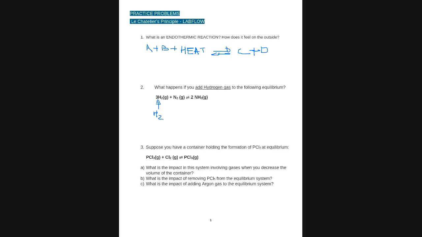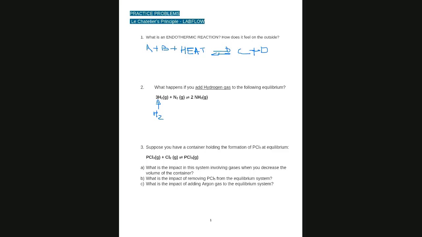So the system is already in equilibrium. And when I add hydrogen, it disturbs the equilibrium, having too much on the reactant side compared to the product side. So what is it? According to Le Chatelier, the system will shift to counteract the addition.